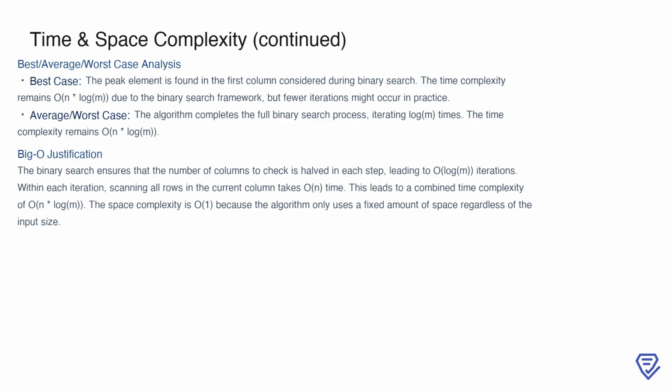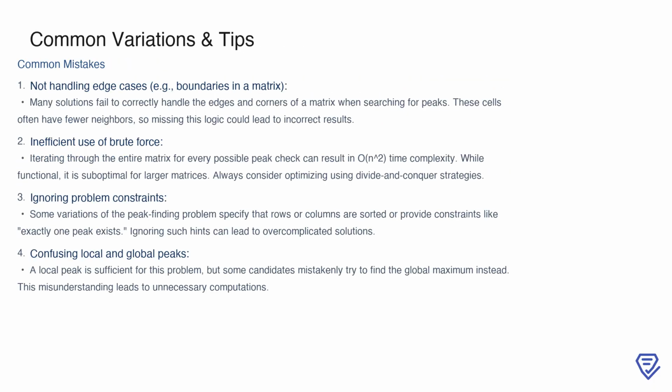Additionally, since the algorithm only uses a fixed set of variables and no extra data structures, the space complexity consistently remains 1, regardless of the input size. One of the most common mistakes when solving the 2D peak finding problem is neglecting to handle edge cases, such as the boundaries of the matrix.